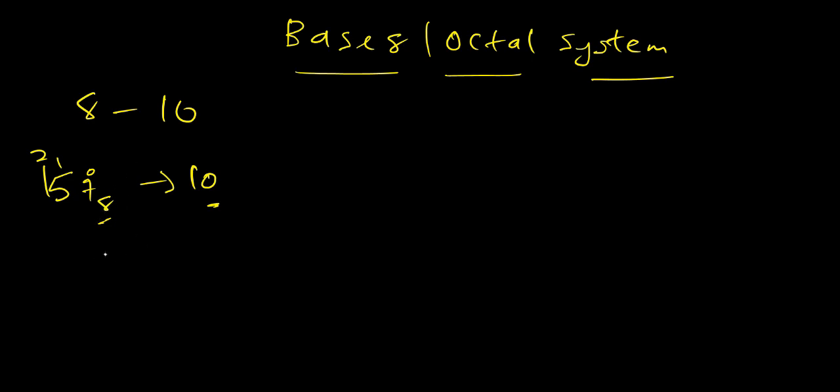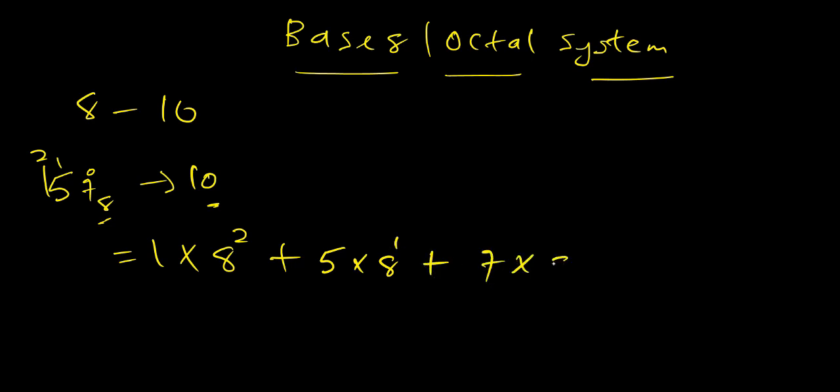So 157 will become 1 times 8 to the power of 2, the number on top. We're going to add. Remember, always add, not multiply, not divide, not subtract, just addition. Plus 5 times 8 to the power of 1. And then finally we have plus 7 times 8 to the power of 0. We're going to solve. 8 to the power of 2 is basically 8 times 8, so we have 1 times 64. We already know that 1 times 64 is 64, so there's no point in writing 1 times anymore. We're just going to write 64.